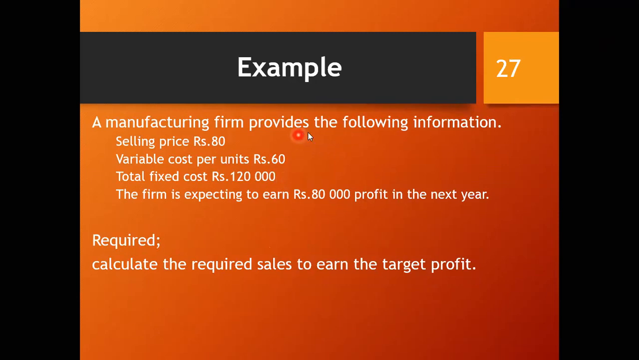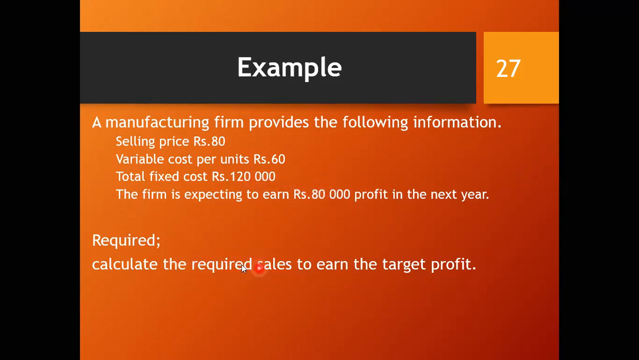Okay, 10,000 units. Good. What would be the approach? You need to cover 120 plus 80, 200,000.